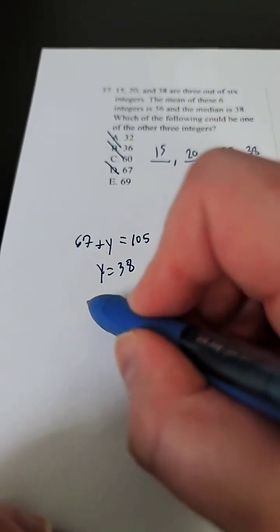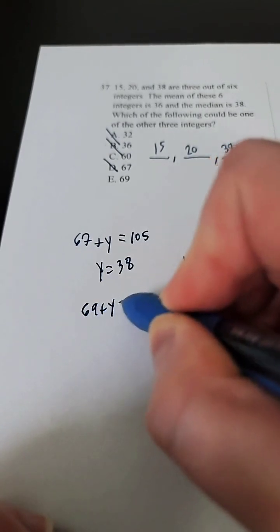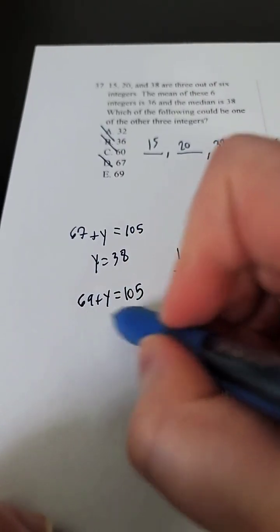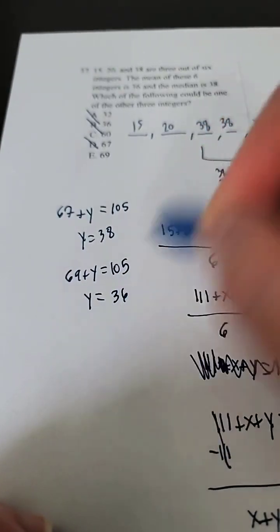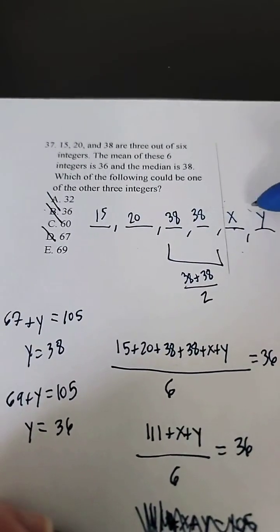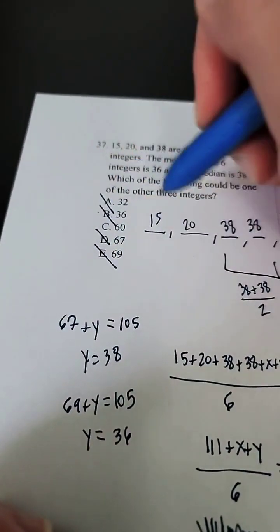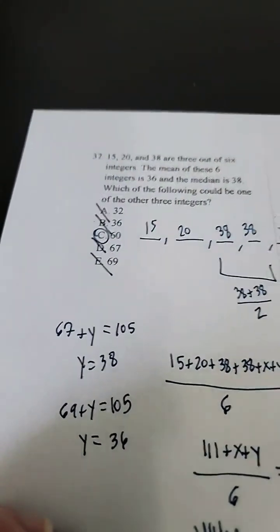And then we're going to have 69 plus y is equal to 105. So then we subtract 69 from each side, and we're going to get 36. That can't happen because we need values that are greater. So it's not going to be that one, and it's just going to be C is the only one that works.